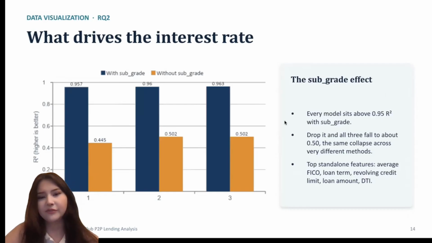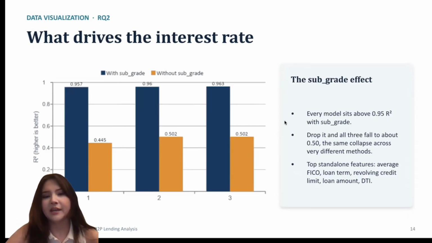When we look at which features matter most in the no subgrade models, the top 5 are the average FICO score, the loan term, revolving credit limit, loan amount, and debt to income ratio. Those were the top 5. However, the FICO score and the term led by a very wide margin.